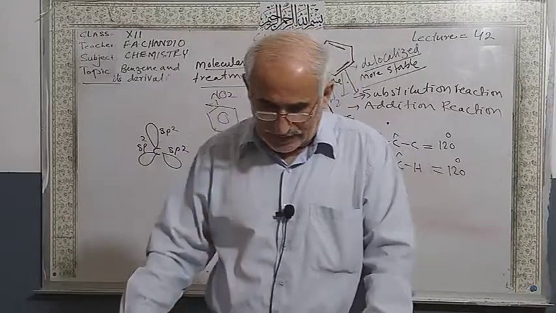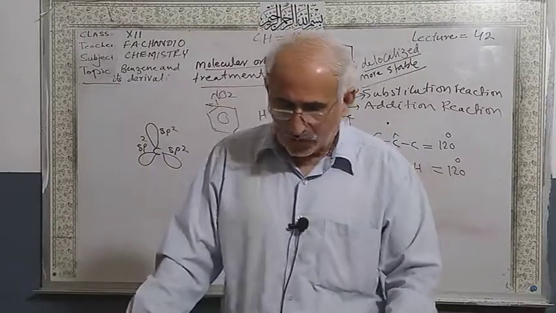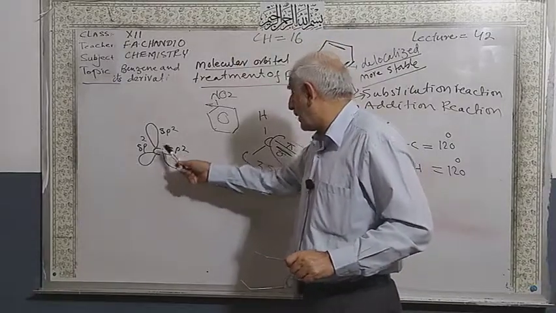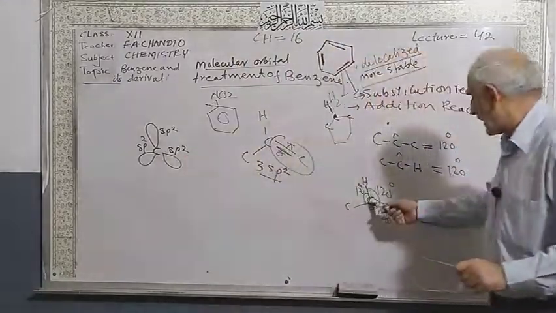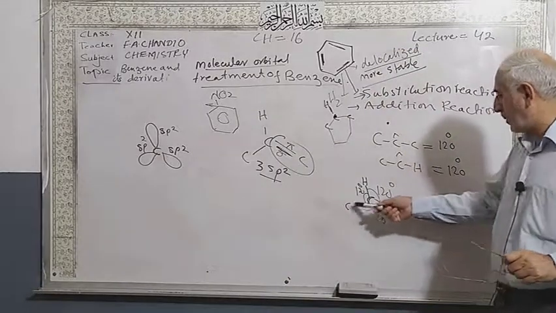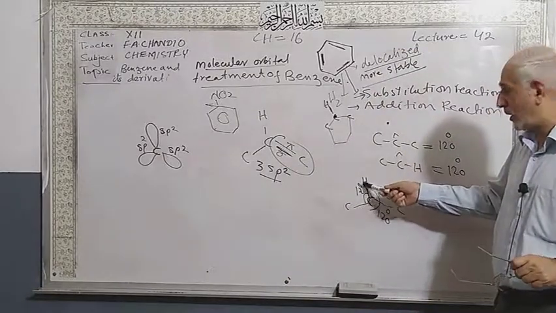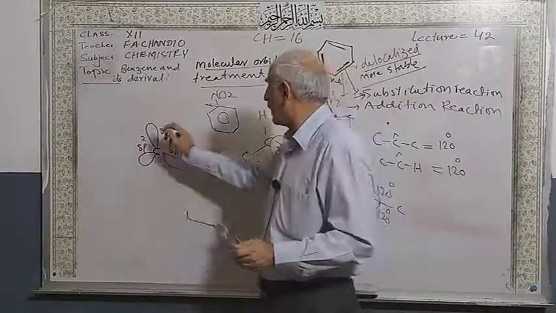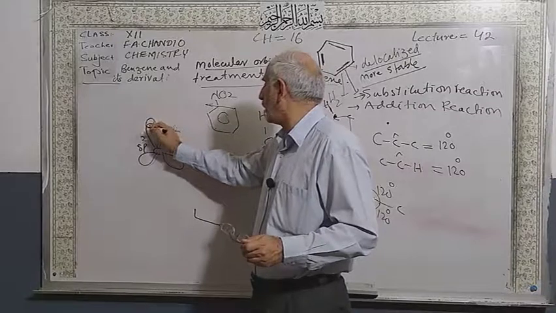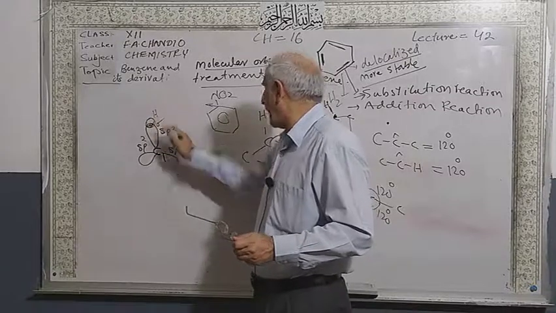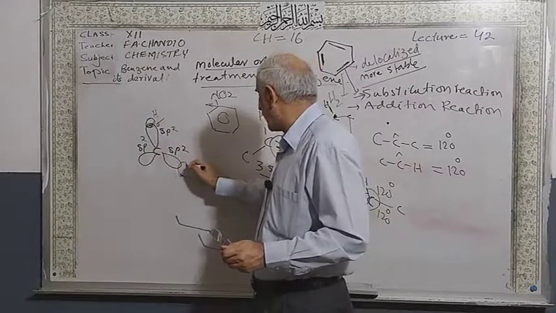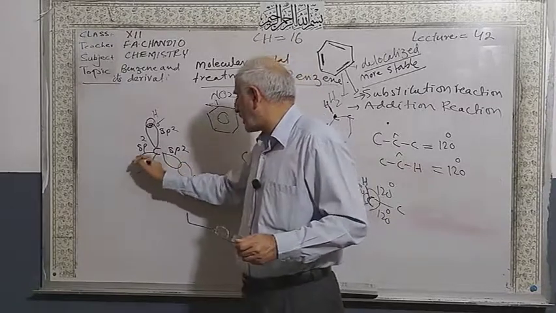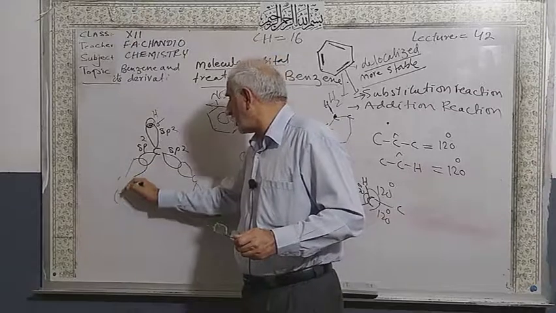Already I told you, because the carbon atom is attached to 3 atoms. This carbon is attached to 3 atoms: this carbon, this carbon, and this carbon attached to hydrogen. So that's why this sp2 is attached with the hydrogen here. It forms a sigma bond with the hydrogen, and this carbon is going to attach to another carbon like this one. This carbon is going to attach to this carbon like this one.